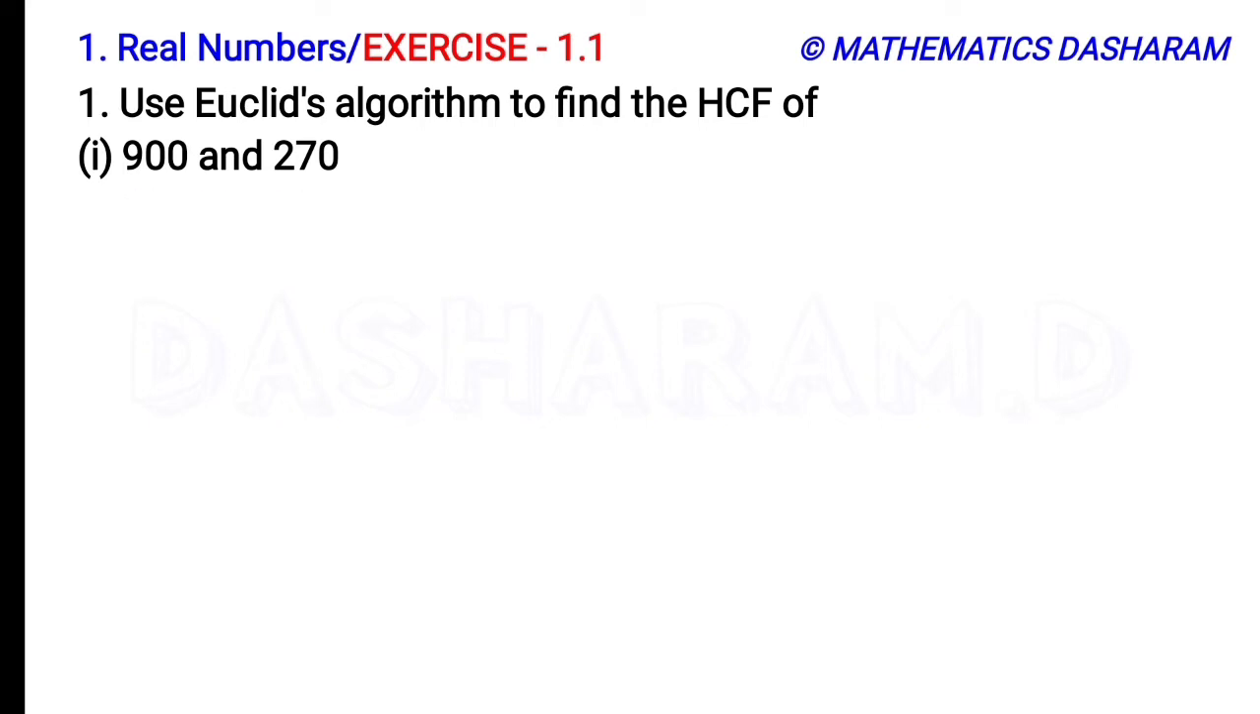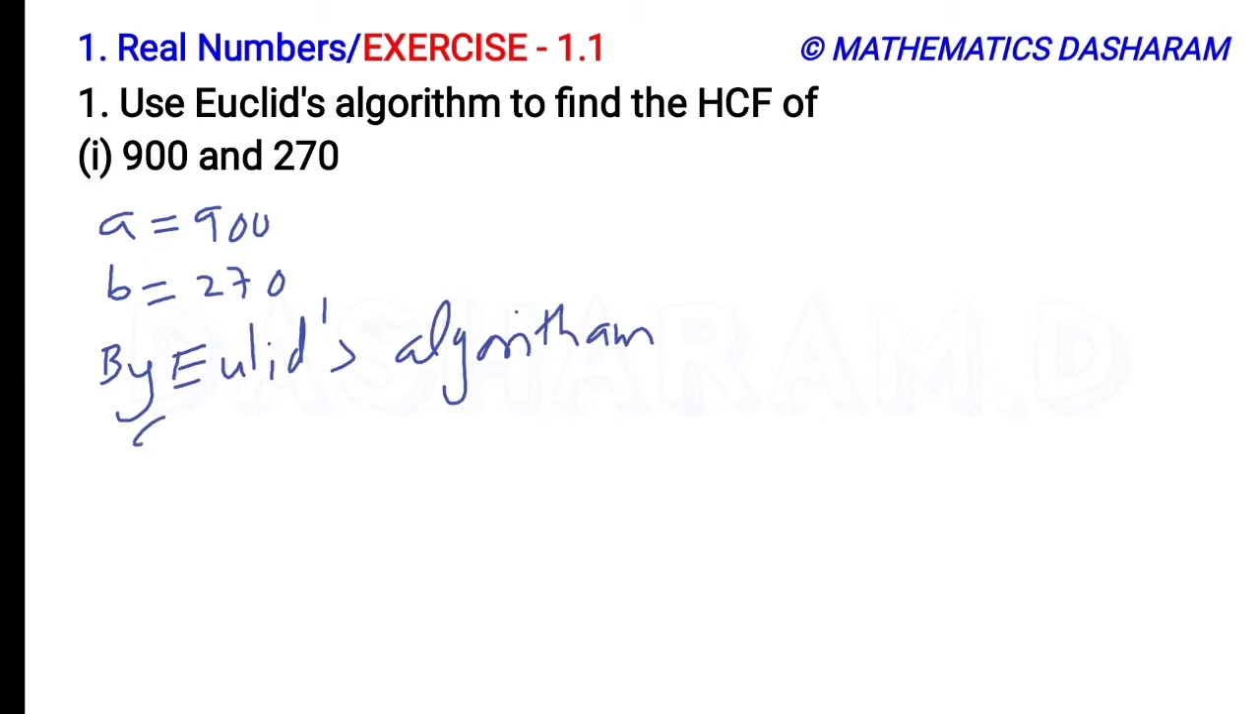900 and 270. Using Euclid's algorithm, how do we find the HCF of 900 and 270? First of all, we have to select the bigger number as A and the smaller number as B. So A is 900, B is 270. So by Euclid's algorithm, A equals BQ plus R. So let's find out the Q and R values.